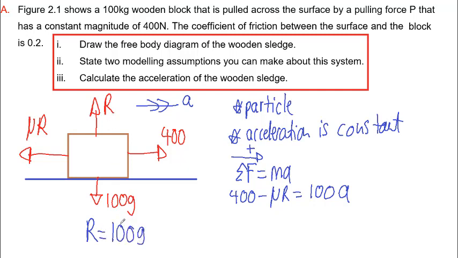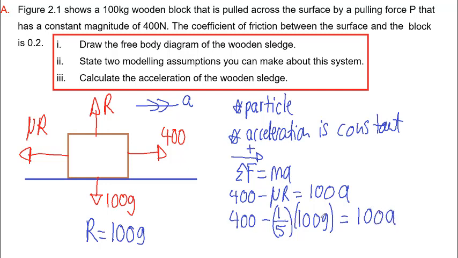R is not always equal to mg. Sometimes you have other forces here, so you have to do up equals down and make R the subject. But here, there are only two forces, so this must equal this. Plug this in here, along with the coefficient of friction, and we get 400 minus 0.2. Another way of writing 0.2 in fraction form is 1 over 5. I'm going to use the fraction form, it's just easier. R is 100g, we've already said that. You can see we can divide these straight away. That's why I put it in fraction form. Equals 100a.